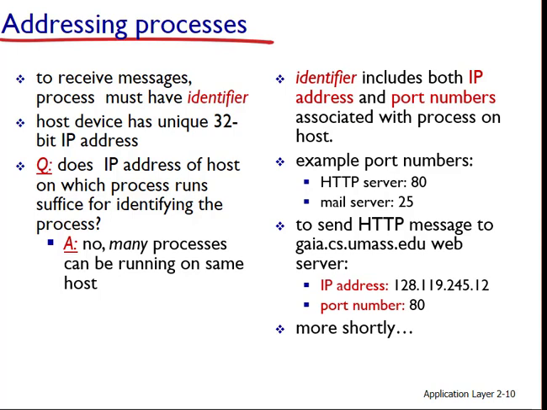In order for a process running on one host to send packets to a process running on another host, the receiving host must have an address. To identify the receiving process, two pieces of information need to be specified: the address of the host and an identifier that specifies the receiving process in that destination host. That identifier is the socket. On the internet, the host is identified by its IP address. An IP address is a 32-bit binary number that uniquely identifies the host.